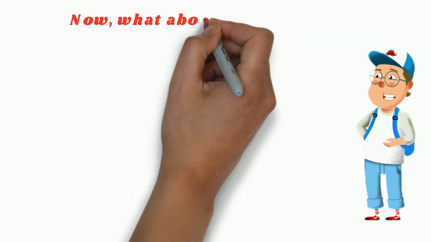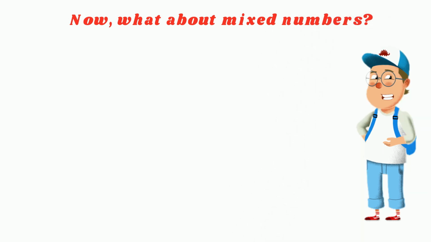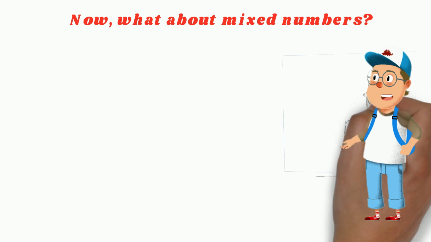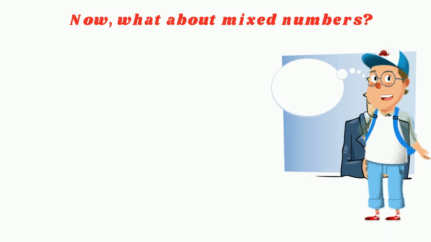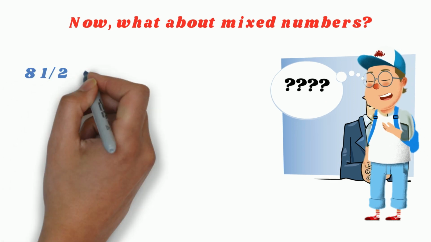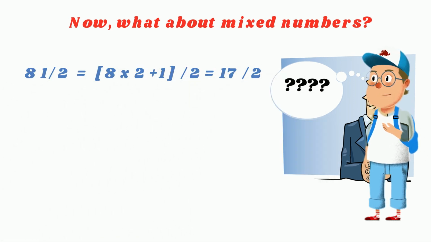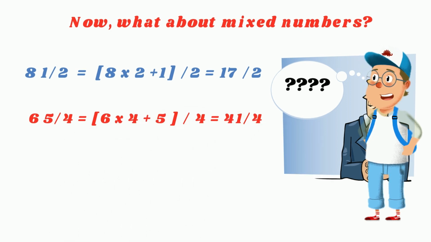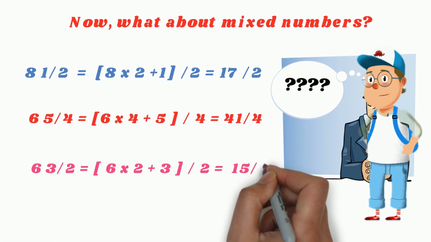Now, what about mixed numbers? If you encounter mixed numbers, convert them to improper fractions before multiplying. This ensures consistency in your calculations and simplifies the process. For example, 8 1/2 equals 17/2, 6 5/4 equals 41/4, 6 3/2 equals 15/2.